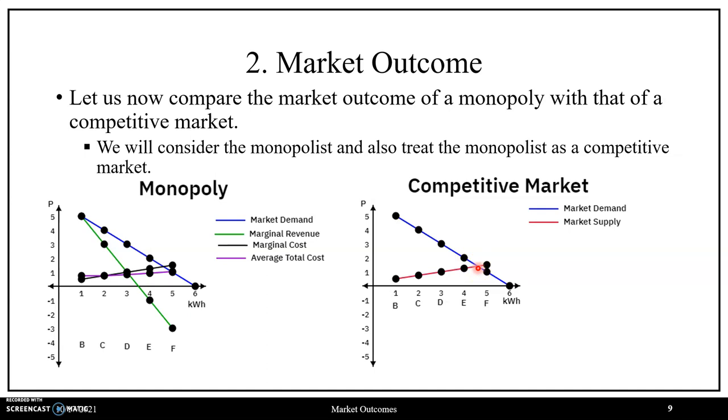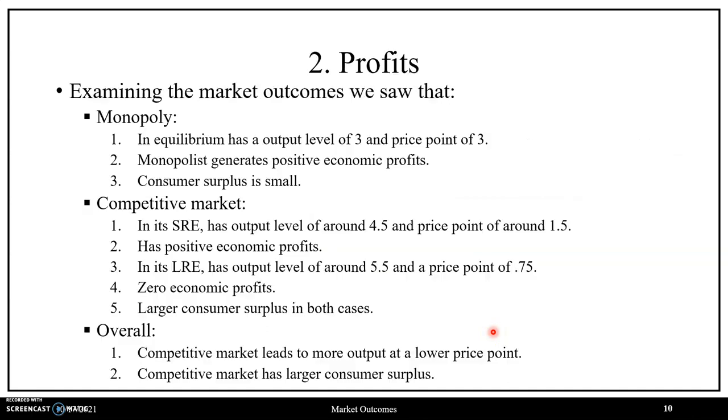And if we were to do this for the long-run equilibrium of the competitive market, in which output was about 5.5 with a price point of 75 cents, calculating consumer surplus, we would see that consumer surplus is larger than that of the short-run outcome and that of the monopolist as well.